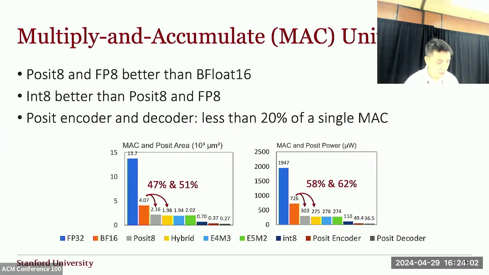So let's look at the single MAC unit. Both Posit8 and FP8 are much better than BF16, with on average 50% area reduction and 60% power consumption reduction. However, we found that INT8 is still much better than Posit8 and FP8, meaning that for inference-only workloads, INT8 is still favorable. Also, the Posit encoder and decoder are less than 20% of a single MAC, so they're negligible in terms of the total accelerator.